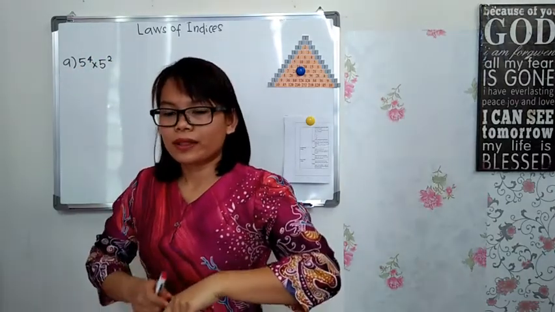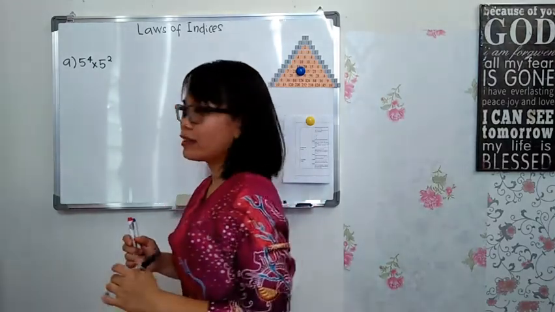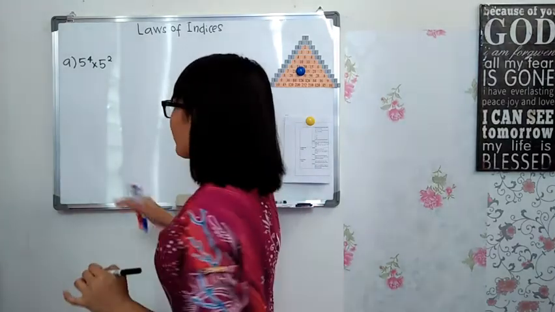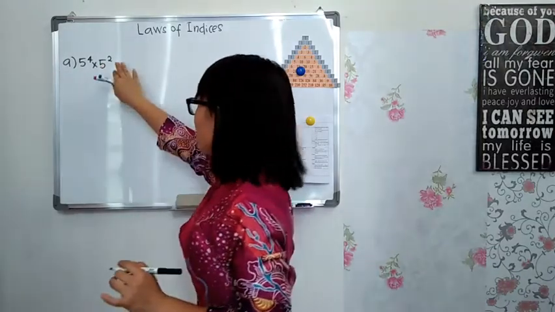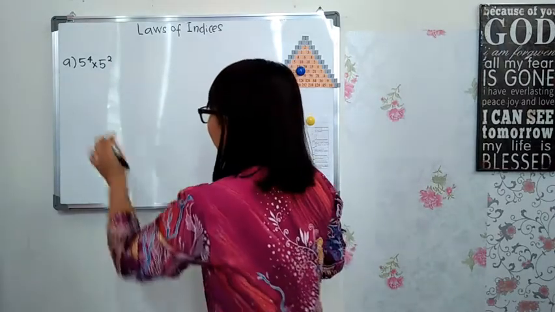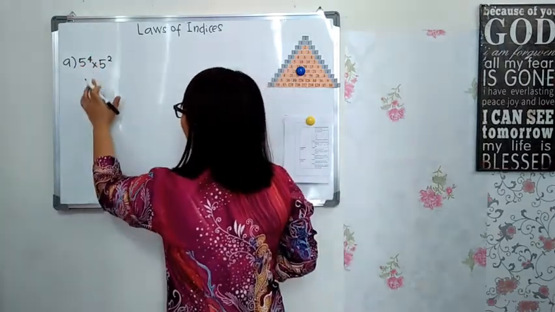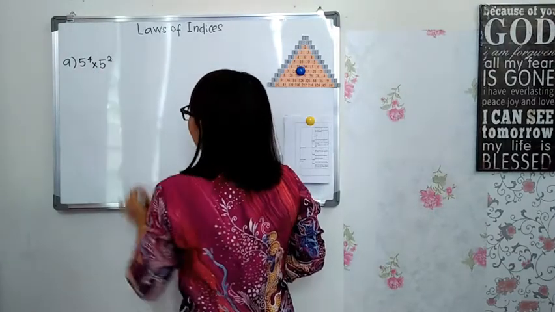Alright, have you already answered your exercise on the slide? Okay, now we will discuss the answers one by one. Let's discuss A first: 5 to the power of 4 multiplied by 5 to the power of 2.